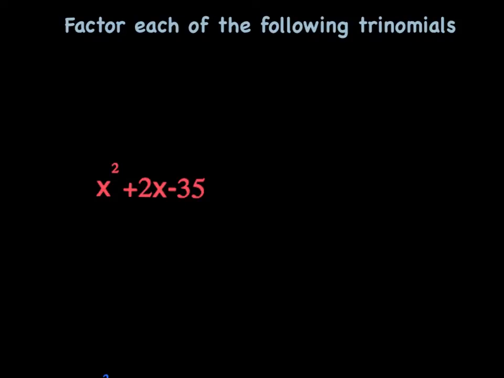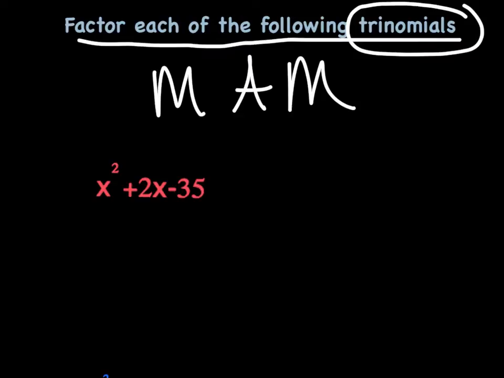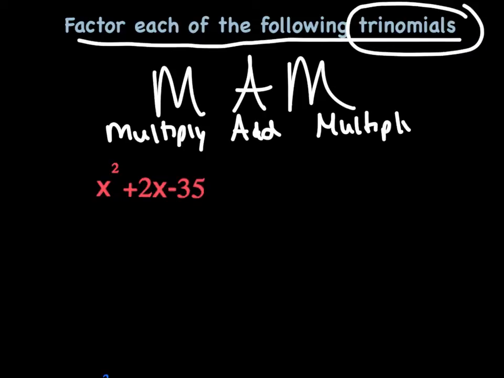Alright, so we're kind of going the opposite direction. We just FOILed, and now we're going to undo our FOILing basically by factoring each of the following trinomials. So in this case, I like to use the little acronym MAM. M-A-M. If you have any trouble FOILing, think MAM. M stands for multiply, add, and multiply. If you're not a pro at FOILing or factoring yet, that's okay. I'm just going to say multiply, add, multiply, MAM.